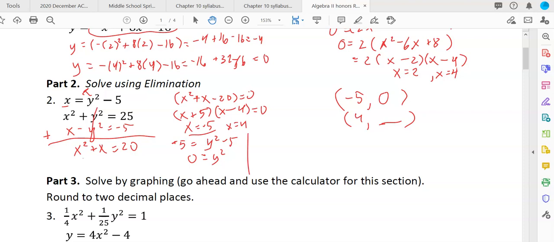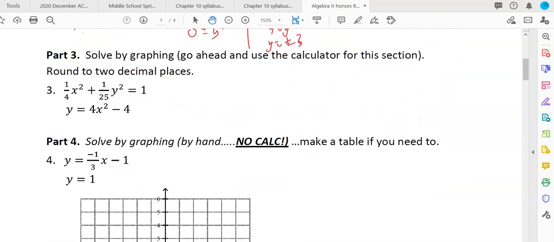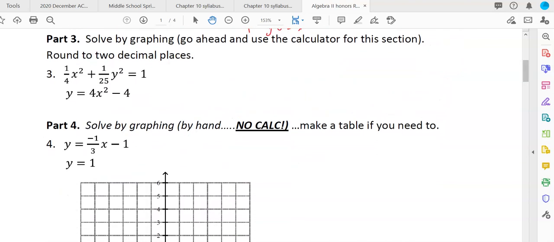Let's plug in x is 4, so 4 equals y squared minus 5. Add 5, you get 9 equals y squared. Take square root of both sides to get y equals plus or minus 3. So plus or minus 3. So that represents two different answers. And if you plug it in, it should work. 16 plus 9 is 25. That works. So there are 3 different ordered pair answers there. 4 comma 3 and 4 comma negative 3.